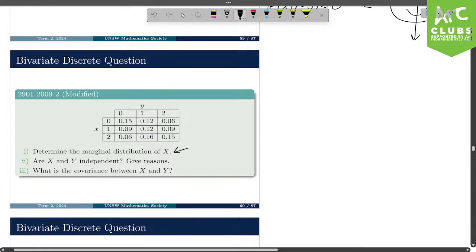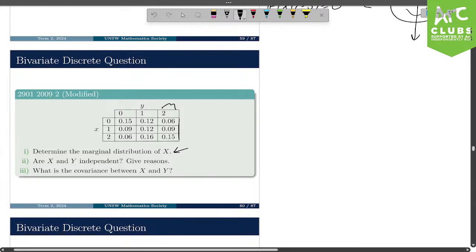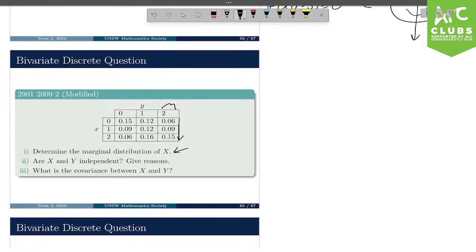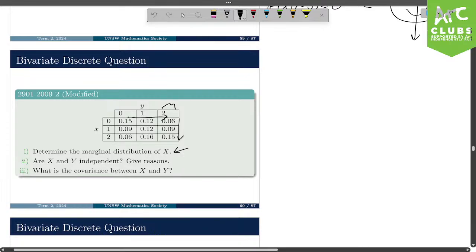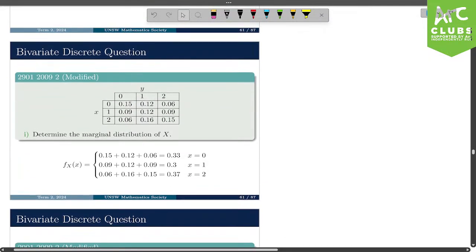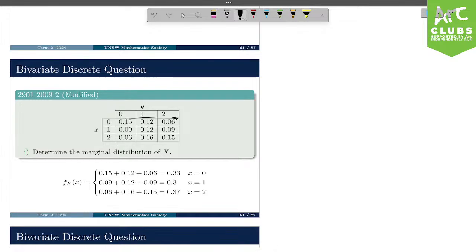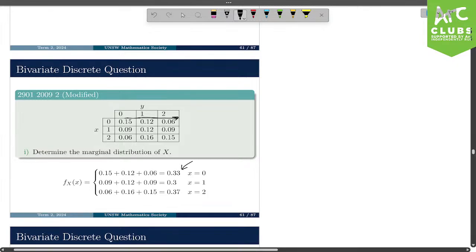Well, marginal means we take a certain value, and so we sum it downwards. Mind you, this would be marginal with respect to y when we sum downwards, but we want the marginal distribution of x. So we would sum to the right, which is exactly what this slide should say. Never mind, it doesn't. Lucky I covered that. Okay, that is what we do. We sum to the right. We say, okay, probability that x is 0 is going to be a summation of 0.15, 0.12, and 0.06, which gives us 0.33, and thus forth.